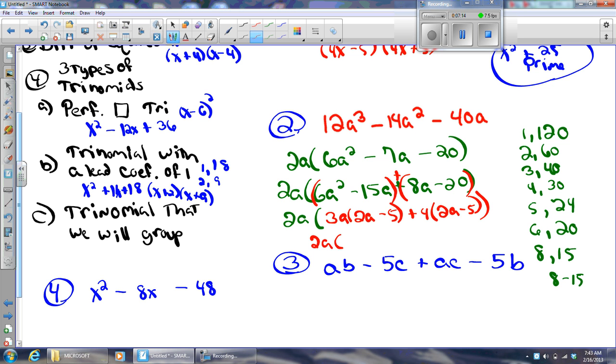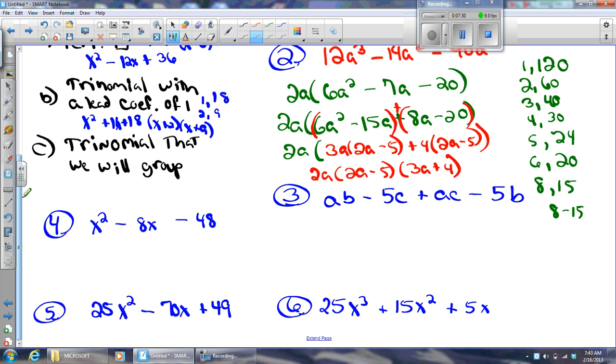I'm going to have a quantity of 2a minus 5, and then a quantity of 3a plus 4. And there we go. I really like the way that one falls apart. It's pretty simple. It's a good grouping one. It's got GCF involved in it. So, all right, let's drop down to number 3 here.